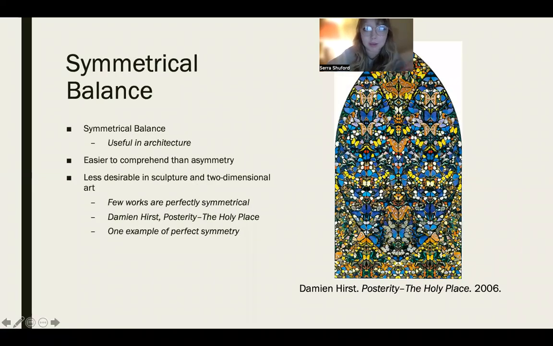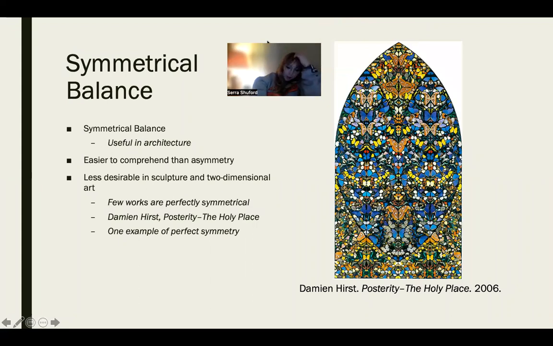Some more examples of symmetrical balance. It's very useful in architecture. We see it a lot in architecture, but we don't see it quite as much in drawings and sculpture. It's easier to comprehend than asymmetry, but it's less desirable in sculpture and two-dimensional art. Like I said, few works are perfectly symmetrical.